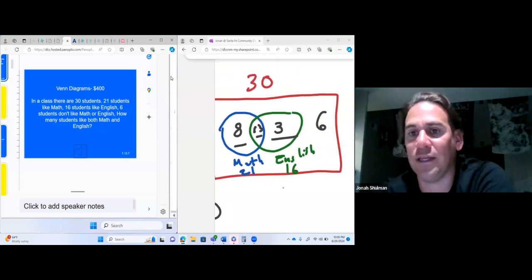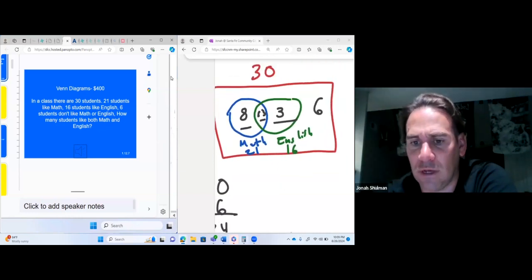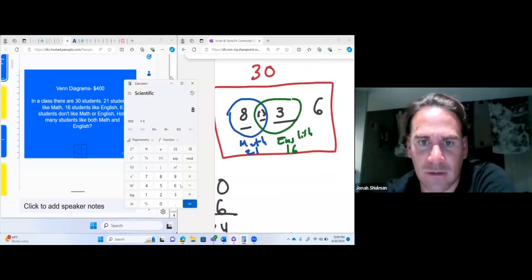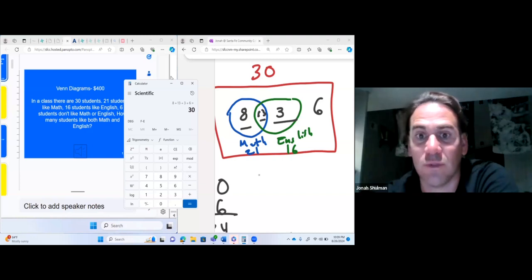So if they were asking you for any one of these values, well, first let's check it. Let's make sure it's 30. So how can we check it? We can do 8 plus 13 plus 3 plus 6. Oh my God, we got 30. So if we add up just this group, this group, this group, this group, and this group, we get 30.